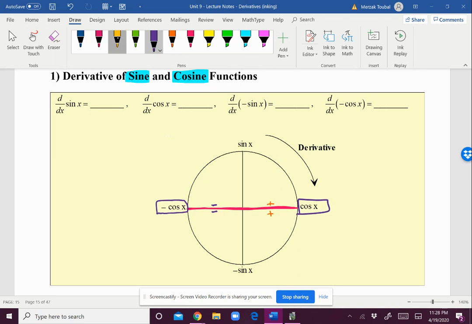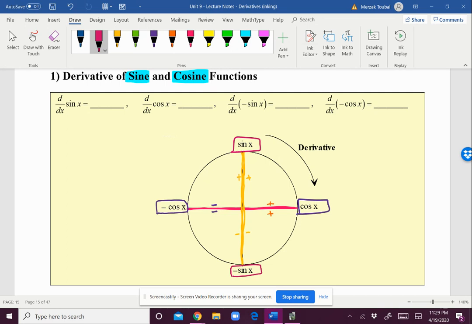Same idea applies to the y-axis. The y-axis is the sine axis, and this is the positive sine axis, and this is the negative sine axis. So what we do, we simply write positive sine of x on the positive side and the negative of sine of x on the negative sine axis.